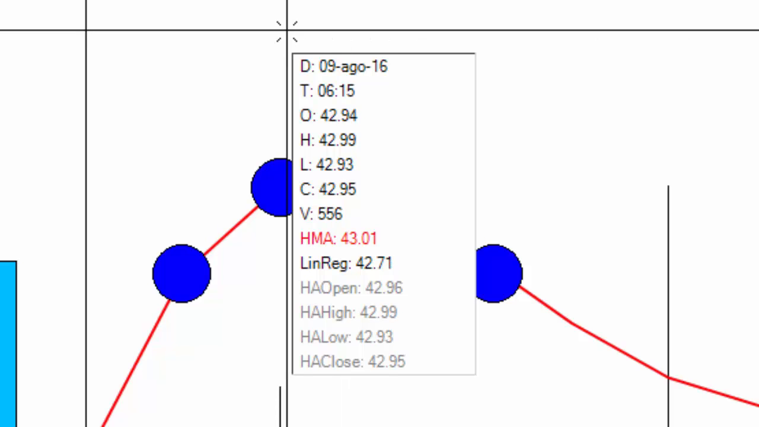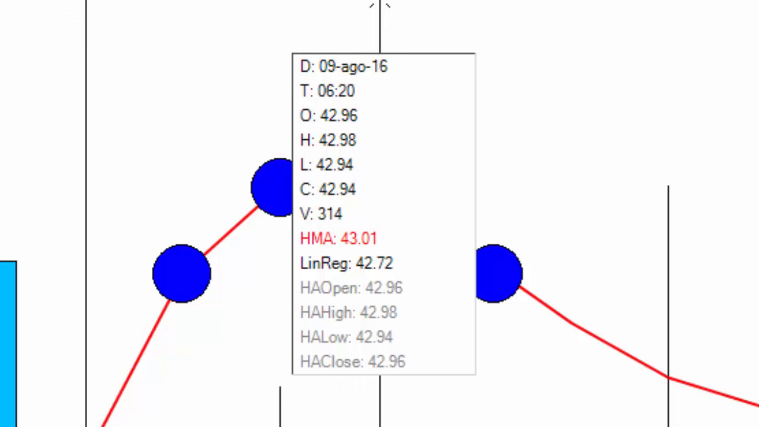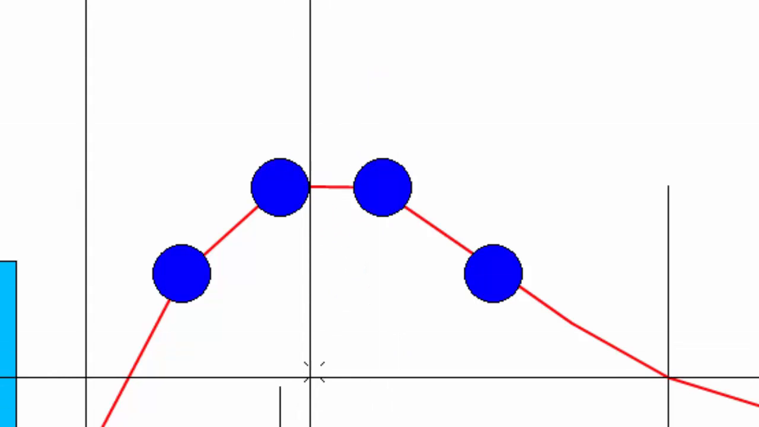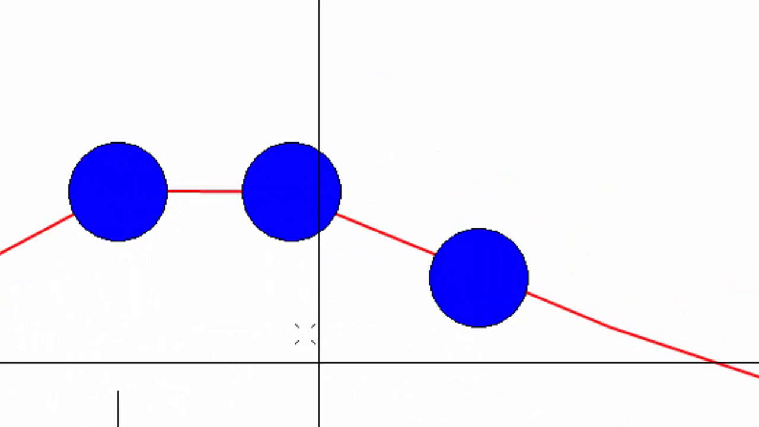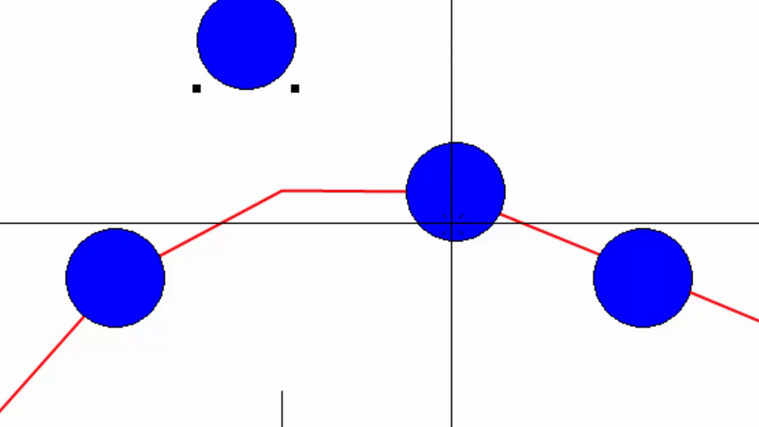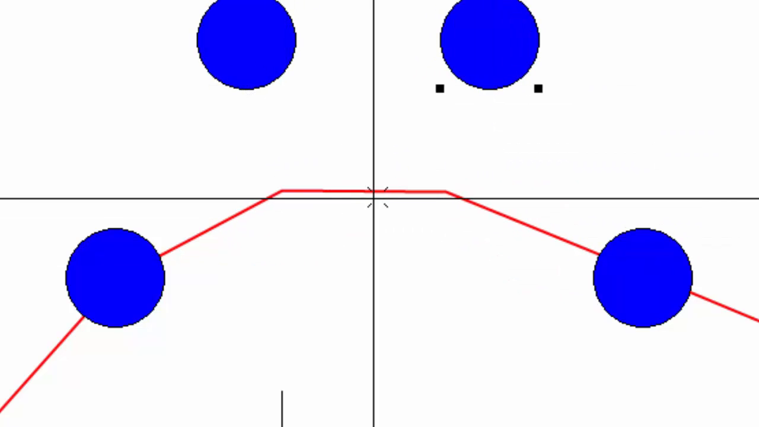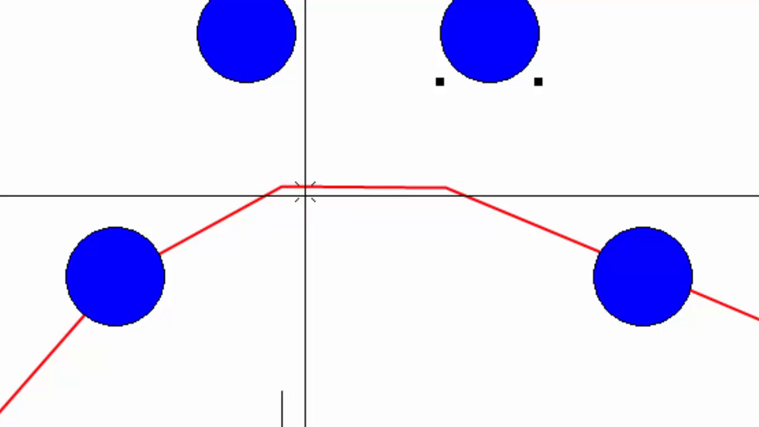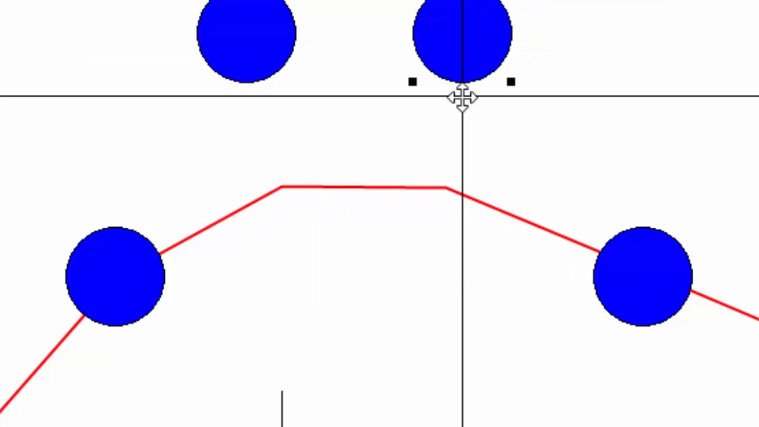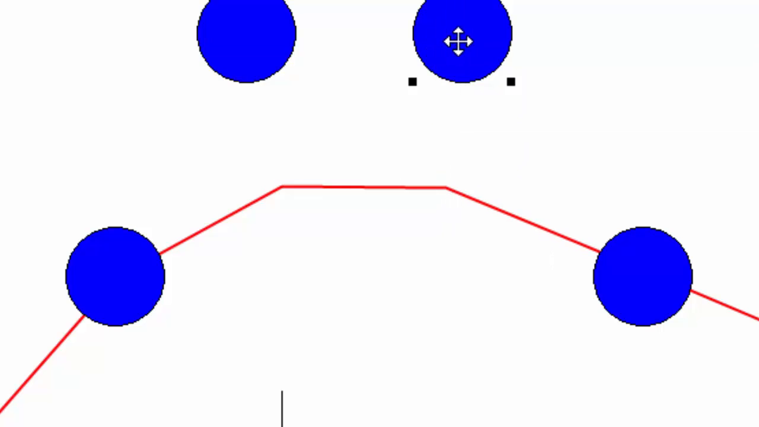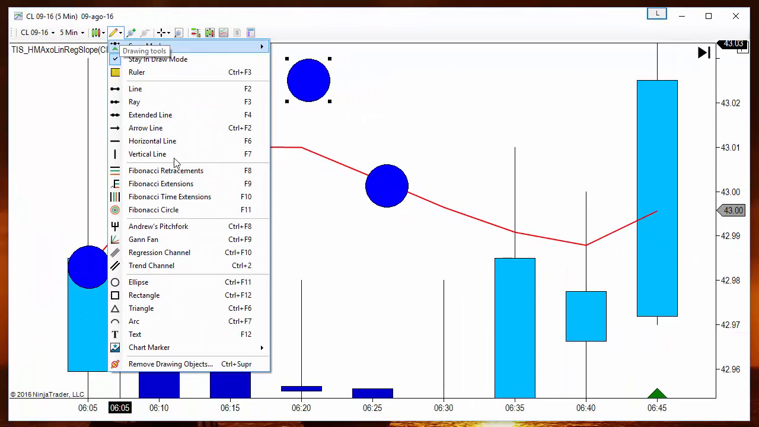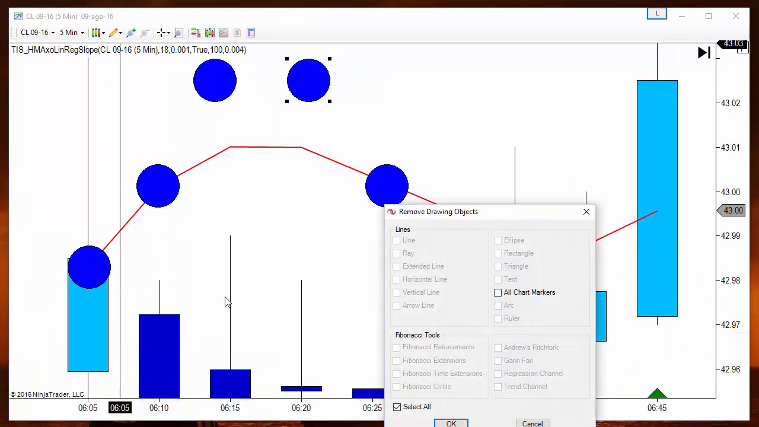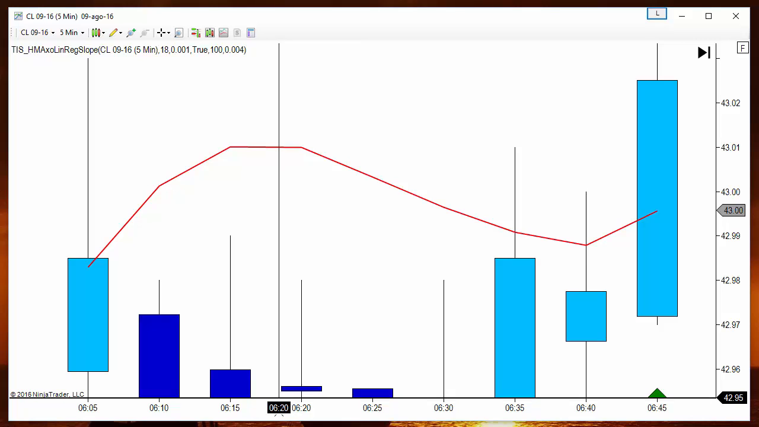If we look at the HMA in red, we can see that both are at 43.01, but visually we can see that we have a negative slope. The line is slightly going down. It is not possible to calculate with the vertical axis which is the slope of that line.